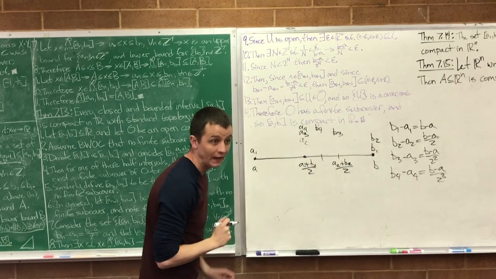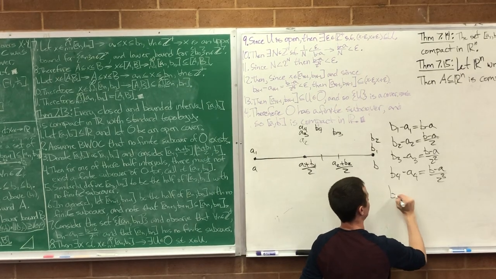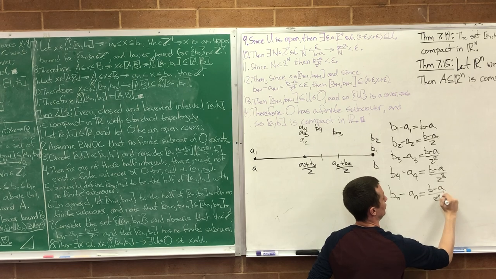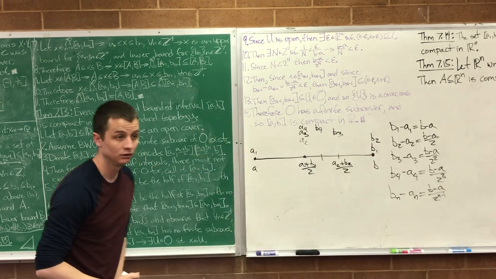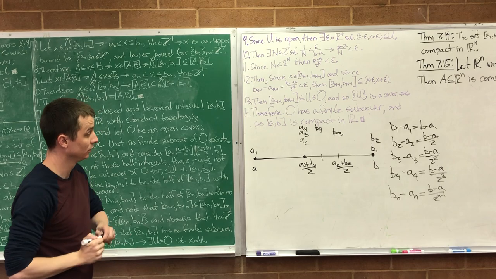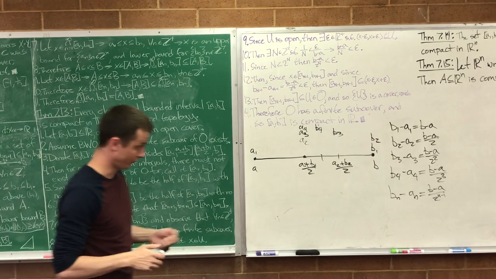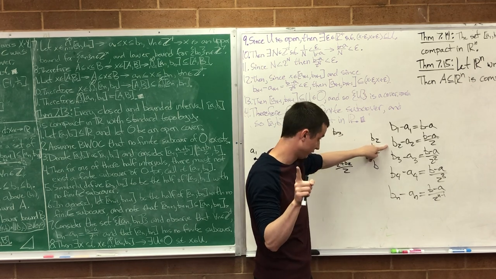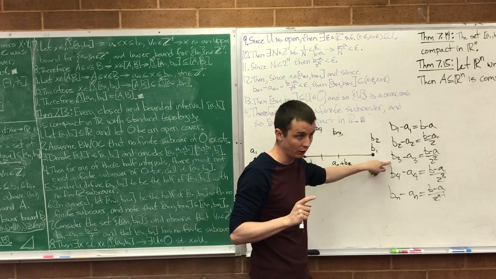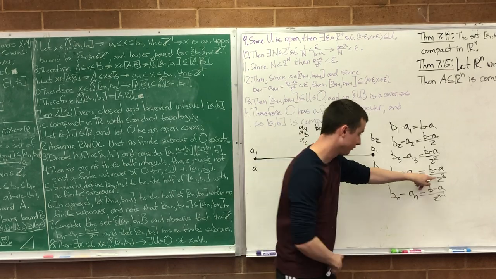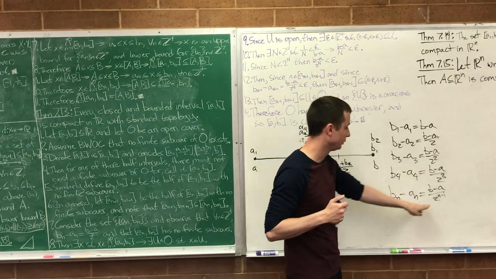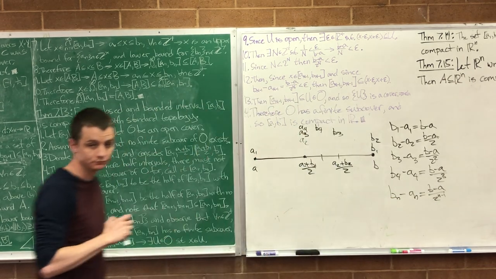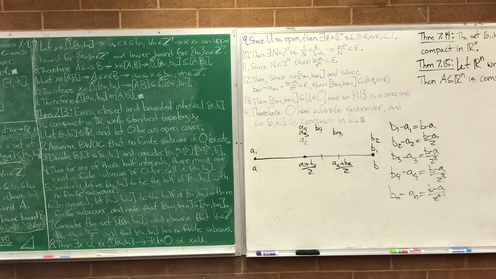Perfect. And in general, what you get from this proof is that bn minus an is equal to (b minus a)/2^(n-1). Makes sense. For the first interval, we didn't have to divide it in half. For the second interval, we divided it in half once. For the third, twice. For the fourth, three times. For the nth interval, we divide it in half n minus one times.